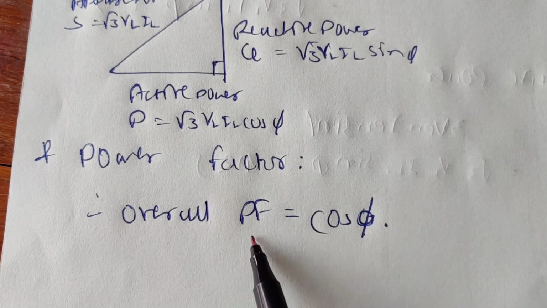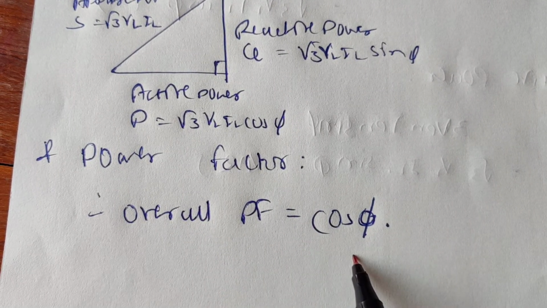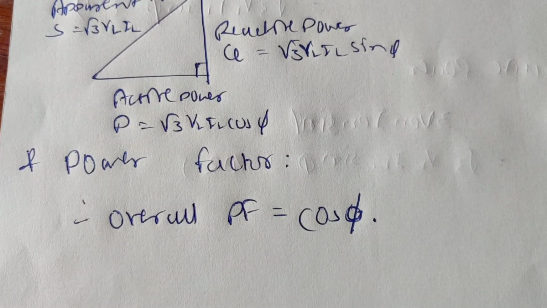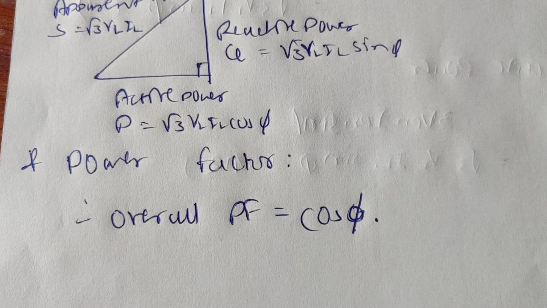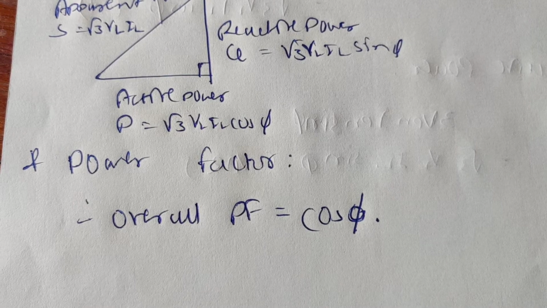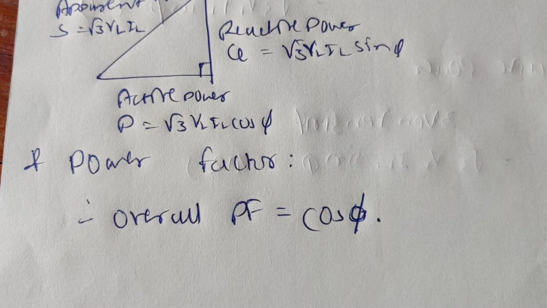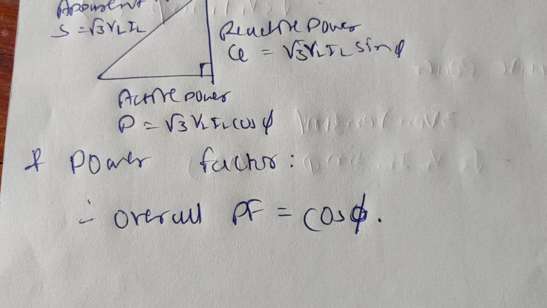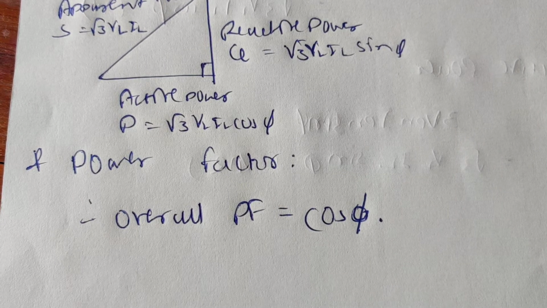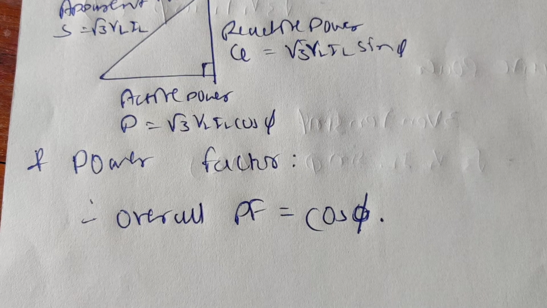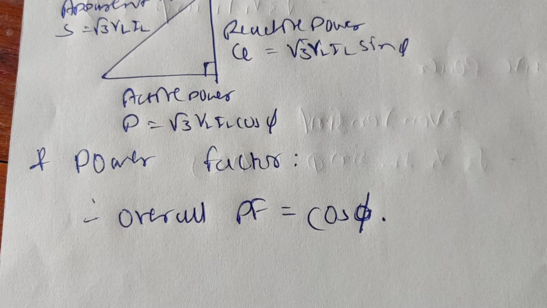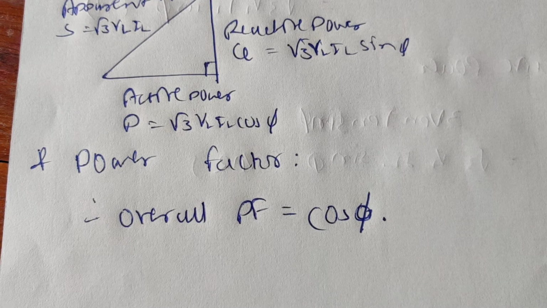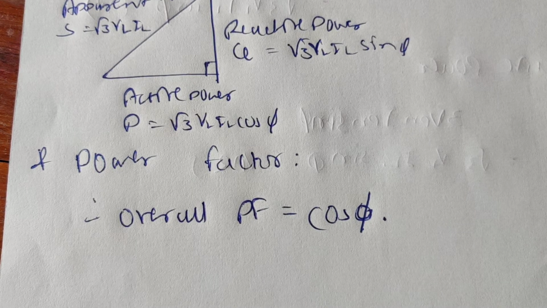So the overall power factor is equal to cos phi, where phi is the angle between the phase voltage and the phase current. The overall power factor of a three-phase balanced star connected load is equal to the cosine of the phase angle between the phase voltage and the phase current. I'll repeat, the overall power factor of a three-phase balanced star connected load is equal to the cosine of the phase angle between the phase voltage and the phase current.